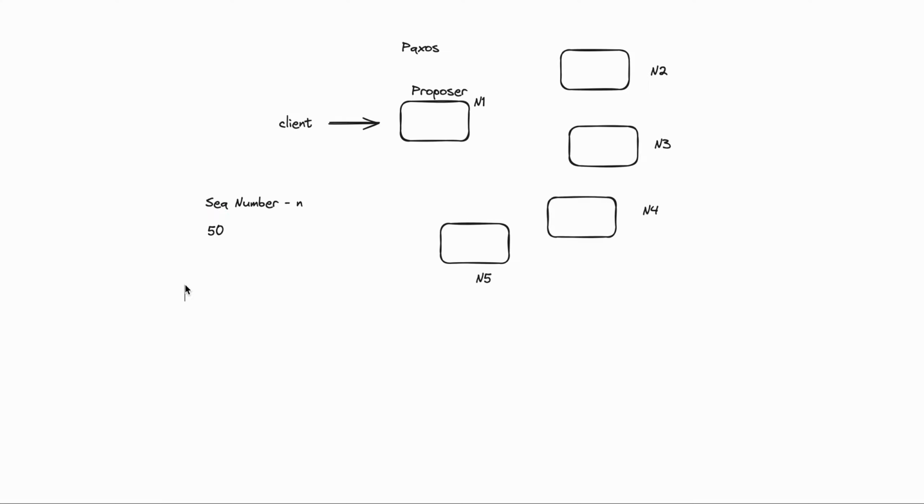This is what is called the prepare phase. So there are 2 phases, the prepare phase and the accept phase. In the prepare phase, it will send the request to all the other nodes. So what will it send? It will send the number n to all the nodes. Number n is a sequence number.